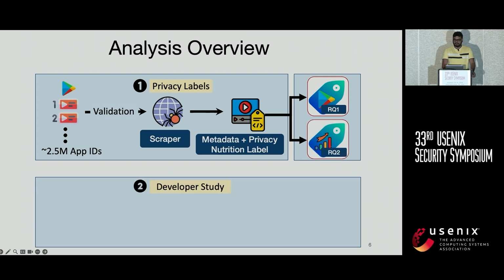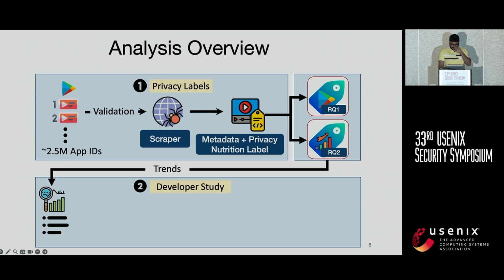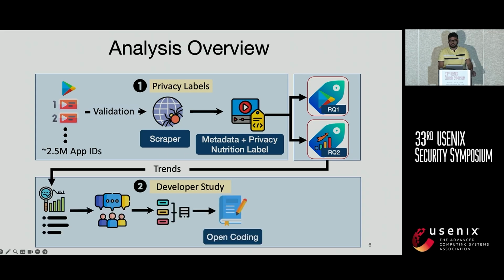Next, we conduct a developer study where we identify 3 trends from the measurement part above and reach out to the developers, asking them about the trends in the DSS, implicitly probing them about their experience with data safety sections. We then qualitatively code their responses to understand the developers' experience and the challenges that they face.